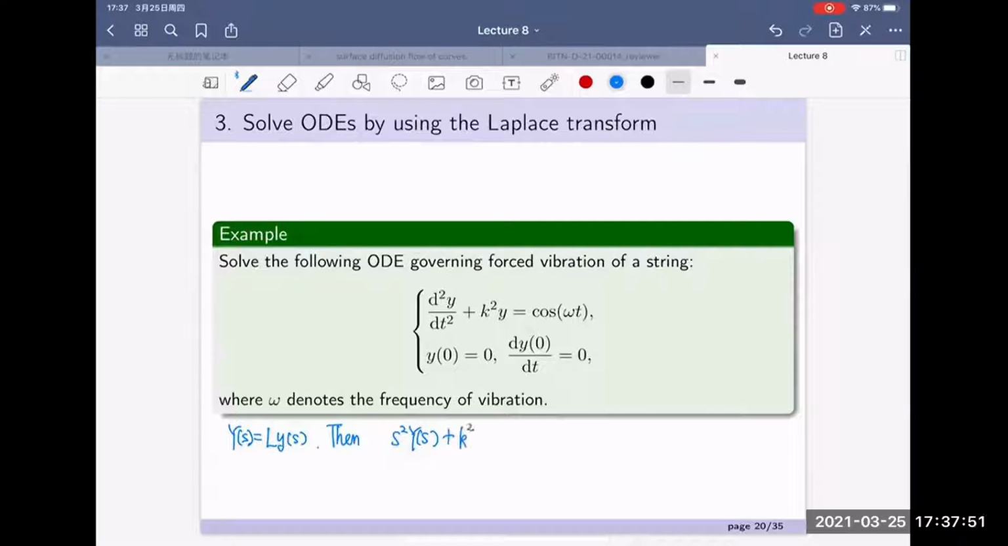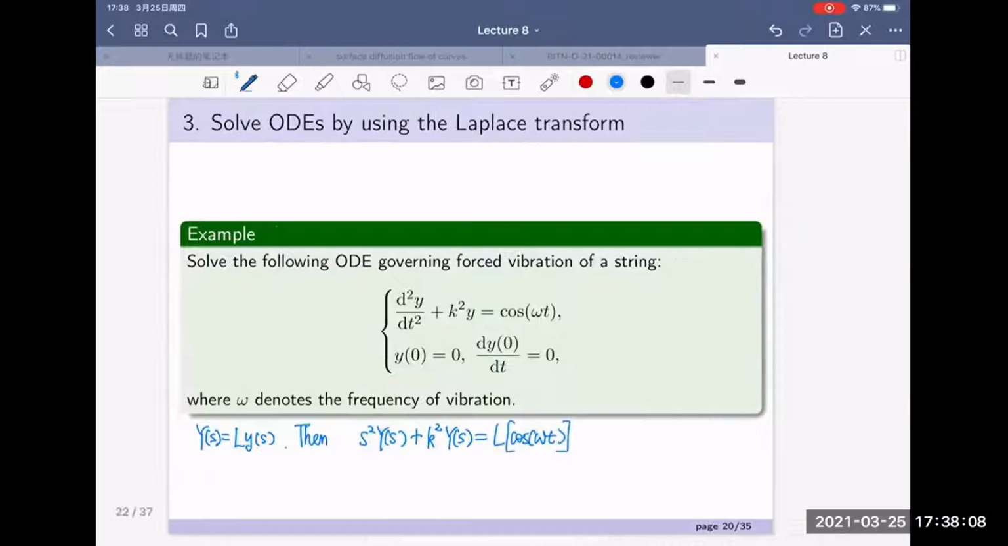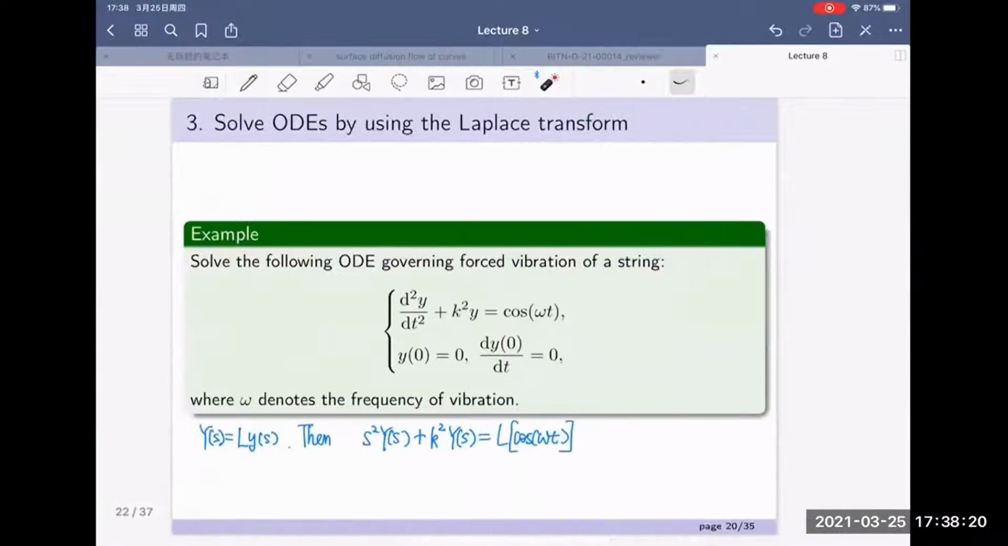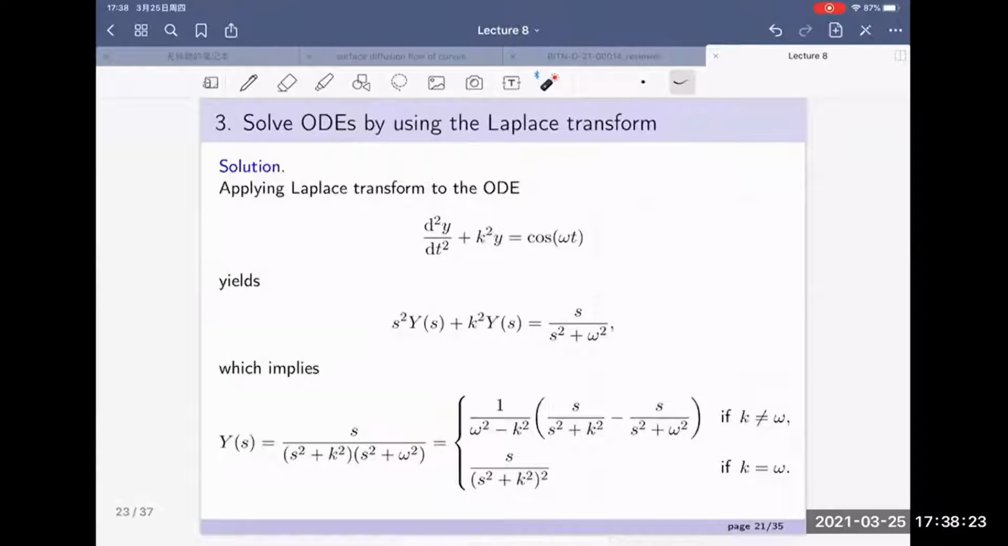Now you get k squared, and then you get the Laplace transform of cosine omega t. You can find this in the table of Laplace transforms. So the Laplace transform of cosine omega t would be this. This is the left side I write here. Then you can solve for capital Y: divide by s squared plus k squared to the right side, and this is your capital Y.